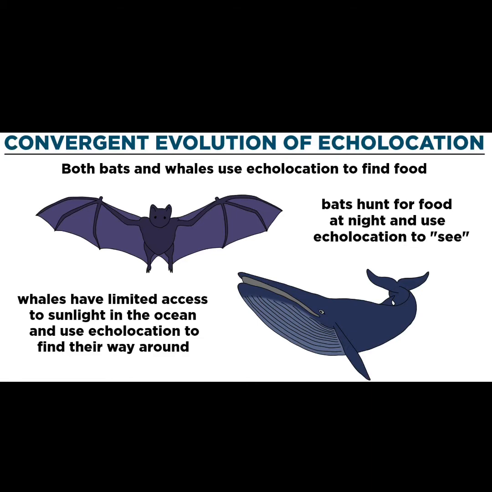We've got bats that are hunting at night when insects are really active, and they need to see without light. And whales have the same problem. They have limited access to light. So both these creatures, with incredibly different environments and incredibly different body plans, are solving the problem with the same sort of adaptation. So this is an example of convergent evolution.